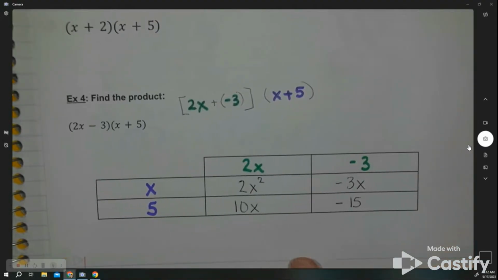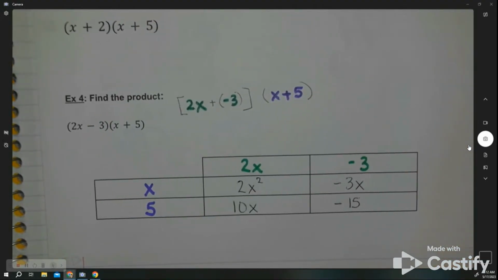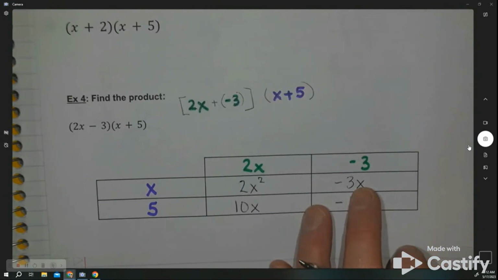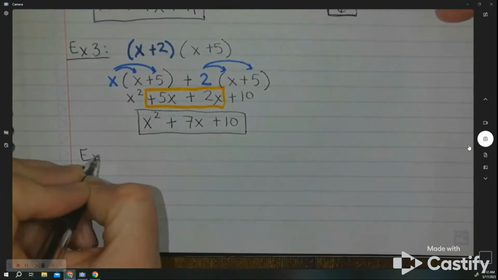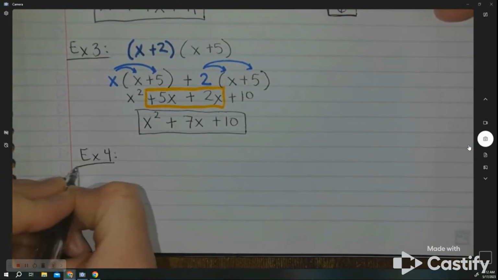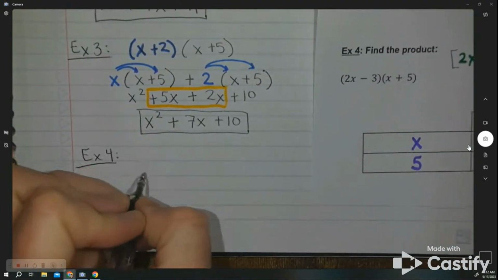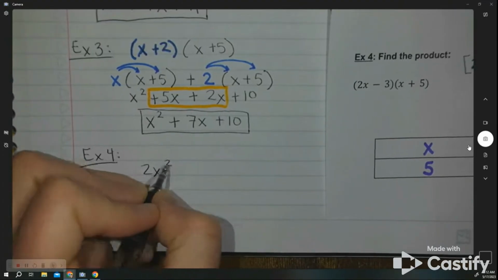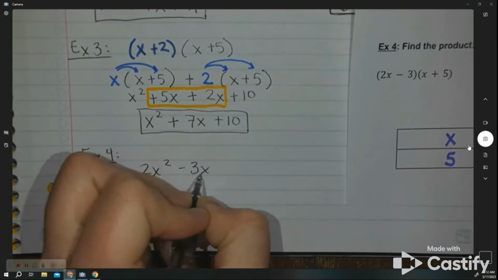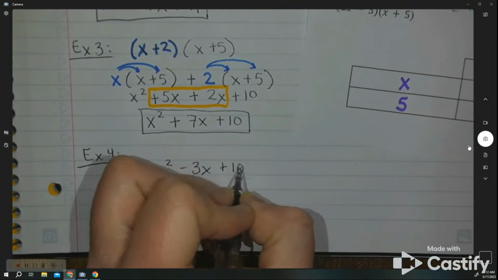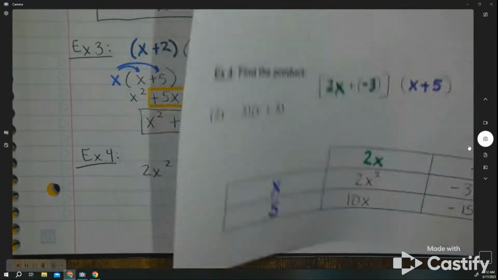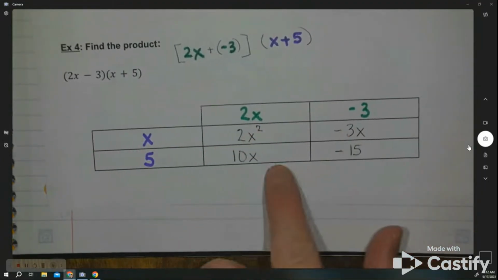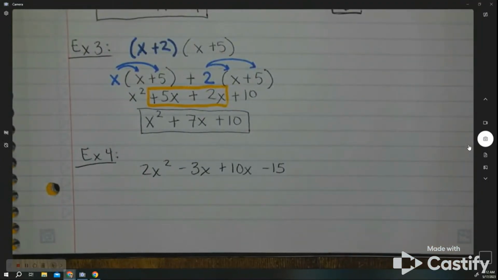And then from here, I take the pieces that are in the boxes and I write them as an addition problem. So let's scoot to our notebook here. So example 4, that left us with 2x squared minus 3x plus 10x minus 15. So writing all those terms, I got them from the boxes and I just wrote them on here.